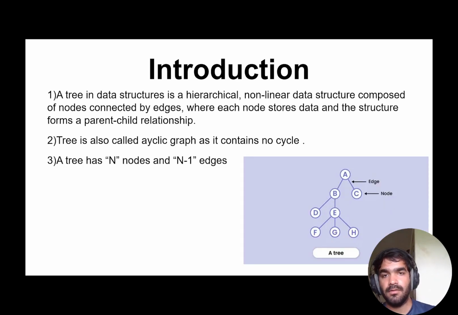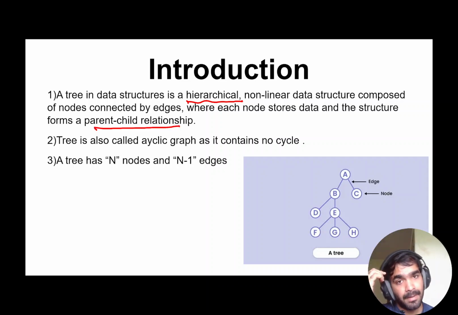So, introduction. A tree: imagine a tree and make it upside down. By upside down, I mean the root is at the top and the leaves are at the bottom. A tree data structure is similar to that only. A tree data structure is a hierarchical, non-linear data structure of nodes connected by edges, where each node stores data and the structure forms a parent-child relationship. By hierarchical, we mean level by level.